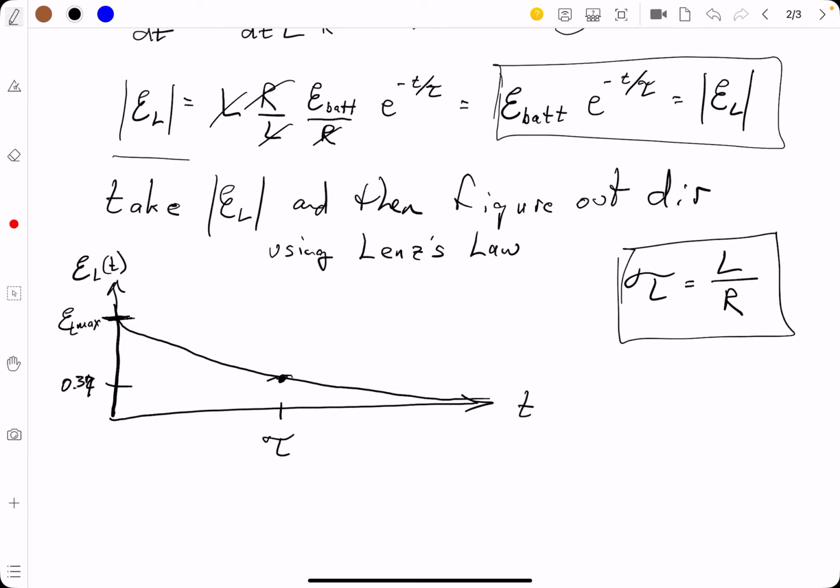And if we plug those other numbers back in, it doesn't take long. So this very quickly goes to 0.